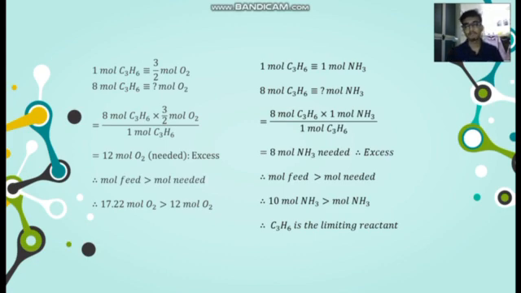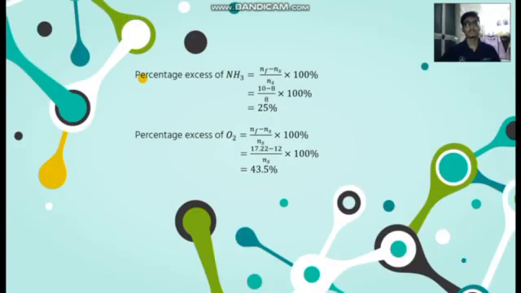The mole fed of ammonia here is 10 mole, whereas the mole needed for ammonia to complete this reaction is just 8 mole. So from here we know that the remaining reactant, propylene, is the limiting reactant. Here we will be finding the percentage excess of the two excess reactants.